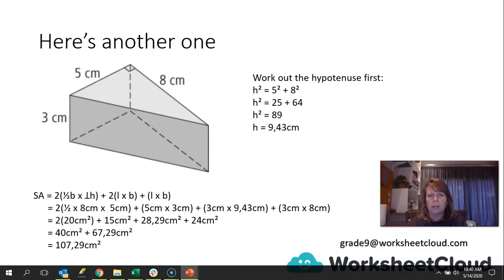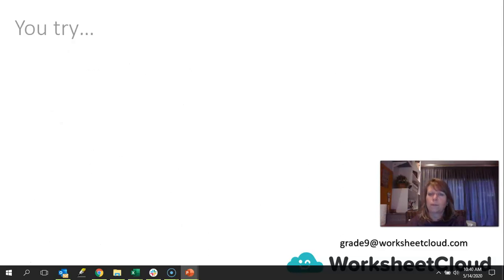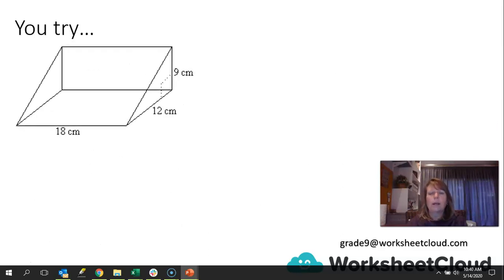Sorry about all the mistakes on that one. Let's carry on. Right, you try this one. There is a triangular prism. I want you to pause the video and I want you to try and work out the surface area of that triangular prism all on your own. And when we come back, we can go over it. Right, let's see how you did.